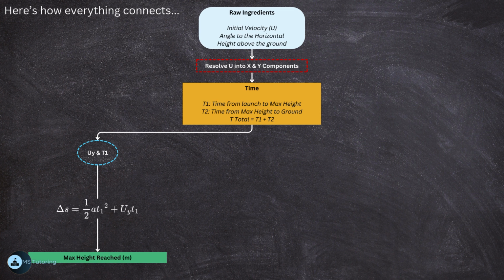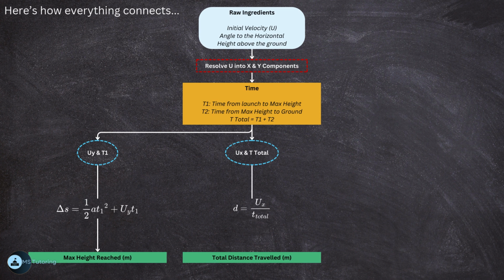If you're asked to find the total distance traveled, we are going to use the horizontal component of the initial velocity. Remember, this one is constant throughout the entire motion, and the total flight time of the projectile. We can then rearrange v equals d over t to solve for distance and plug those values in to get the value of displacement in meters.